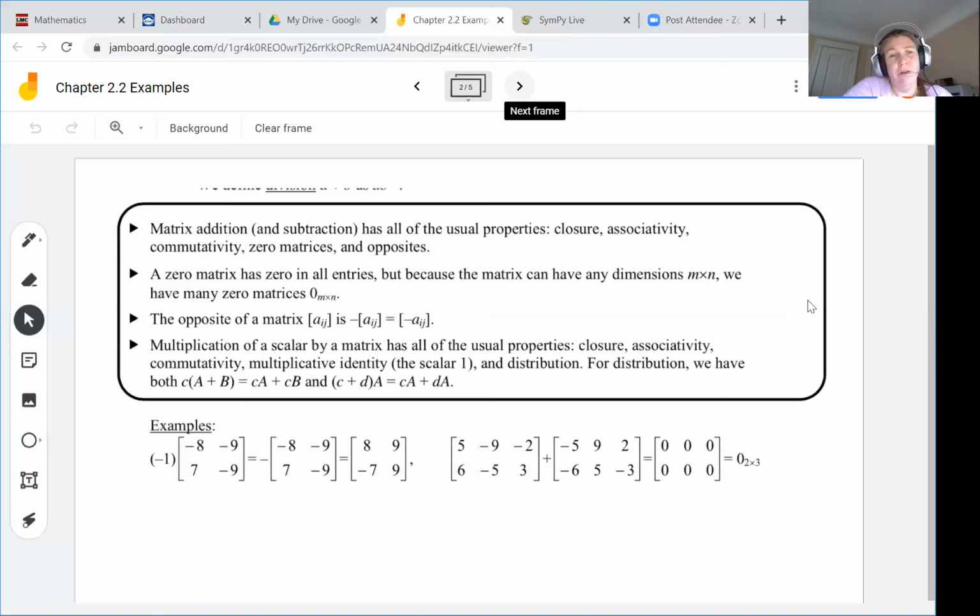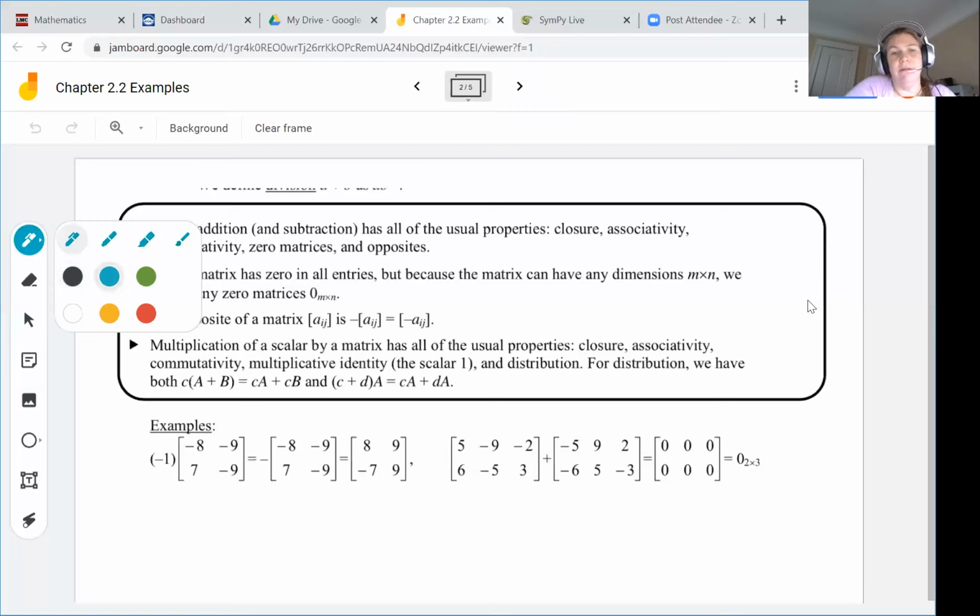And for distribution, we have two properties here. The first property is that a constant times A plus B grouped together, that constant scalar multiple distributes through to both matrix A and matrix B. And then the other property is that if we have C plus D scalars grouped together times A, that's the same as if we distributed C through A and D through A and added them up. So let's take a look at examples here.